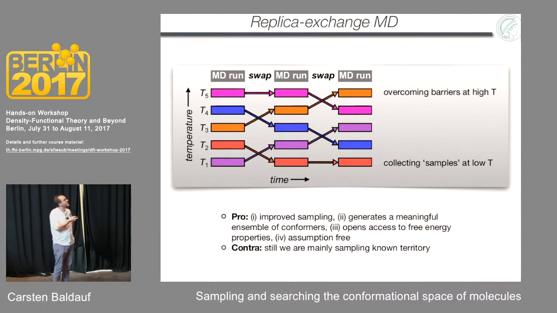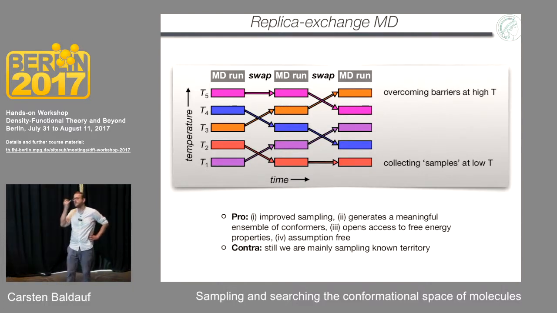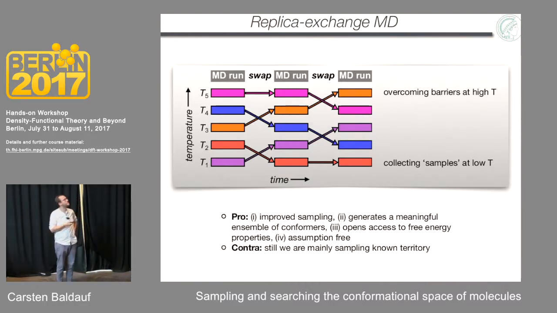But on the other hand, by coupling them with this Metropolis criterion, you can link all the simulations to each other and finally, and this is something that Luca will probably talk about tomorrow, also get an idea about free energy. So this is the nice thing about replica exchange MD. It really gives you access eventually also to free energy properties, which we typically neglect if we do just potential energy surface sampling. We generate a meaningful ensemble of conformers.